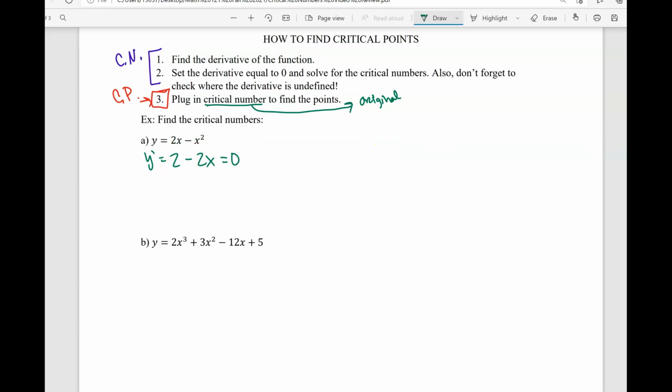So let's go ahead and solve it. I'm going to move the 2 over. So you get negative 2x equals negative 2. And then I'm going to divide by negative 2, and I get x equals 1. So that's one of my critical numbers. All right, that's my first one. Cool. Now let's try the next one.